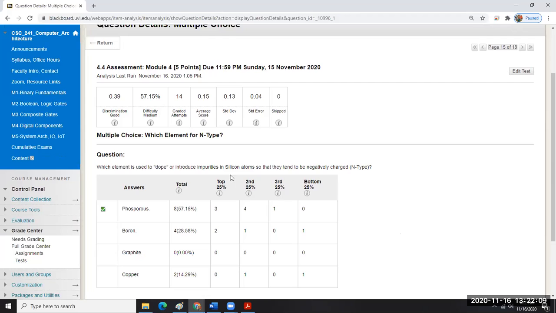So one of the videos talked about how we dope or introduce impurities into silicon atoms. It was very clear, very plain video, very short video, talked about phosphorus that makes it negative. The boron makes it positive, the P-type. P for positive, P-type, N for negative, N-type. The answer is phosphorus. Any question about this? You got to watch the videos.